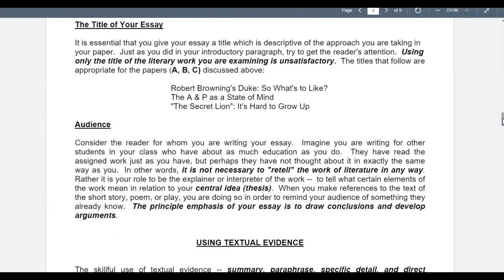Putting a title on your essay: if you entitle your essay, which I suggest you do, do not just put Kate Chopin's "Story of an Hour" or an essay over "Story of an Hour." No, that's not a title. You need to provide a title that expresses what your approach to the story is going to be.